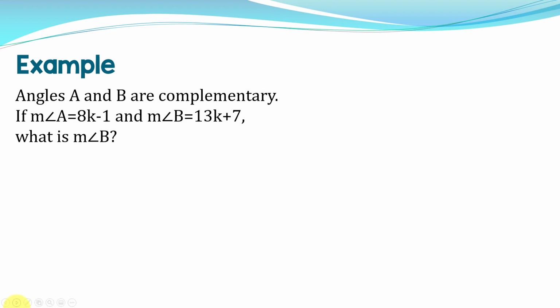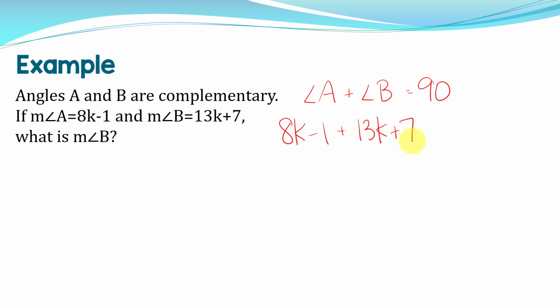So if A and B are complementary, what does that tell us right there? Angle A plus angle B are going to equal 90 degrees. So that's kind of the beginning of our equation. If angle A is 8K minus 1 and angle B is 13K plus 7, what is the measure of angle B? Well, okay, finish this off.